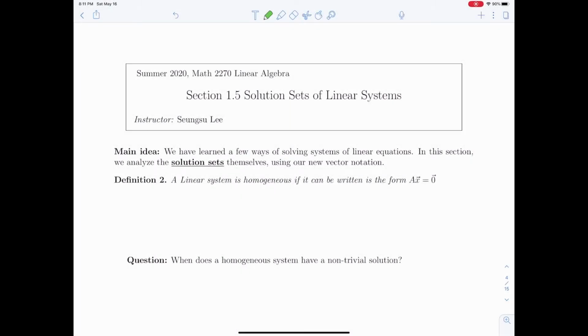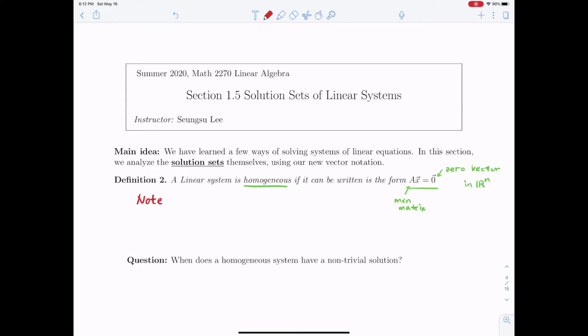Hello everyone. So last section, we have learned several ways of writing a system of linear equations. But in this section, we are going to analyze the solution sets themselves. A linear system is homogeneous if it can be written in the form Ax = 0. So here, again, A is an m by n matrix, and the thing on the right-hand side is a 0 vector in R^n.